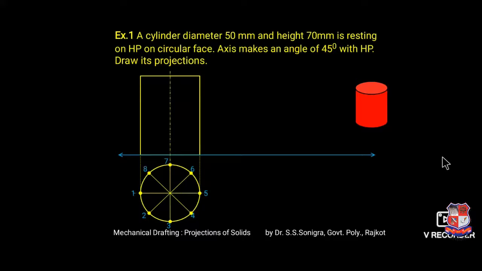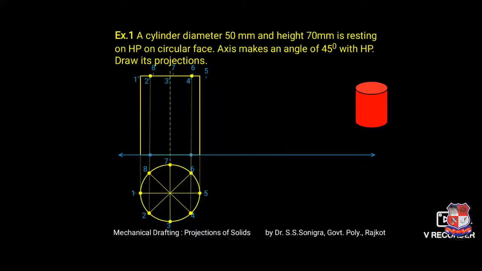Give respective names to respective points: 1, 2, 3, 4, 5, 6, 7 and 8. Take projections from respective points 4, 6, 3, 7, 2, 8, and accordingly a vertical line from point 1. So here the 1 dash point would be there. Similarly 2 dash, then 3 dash, 4 dash, 5 dash, 6 dash, 7 dash and 8 dash points would be there in the front view.